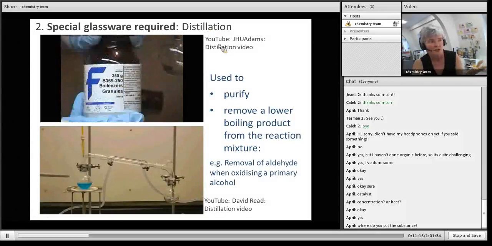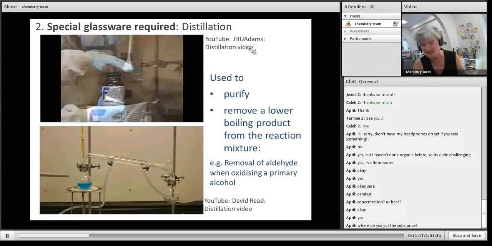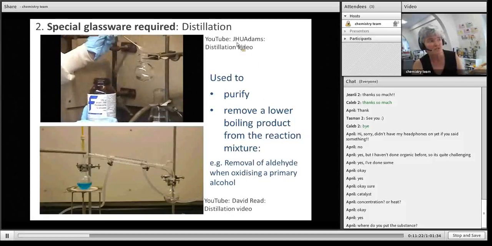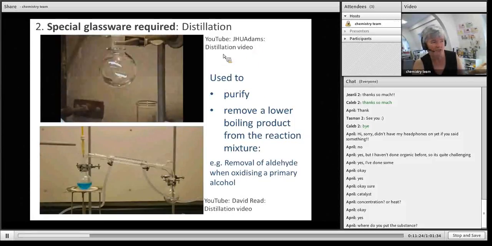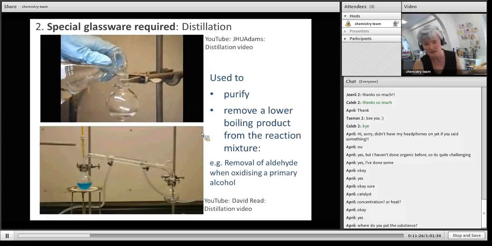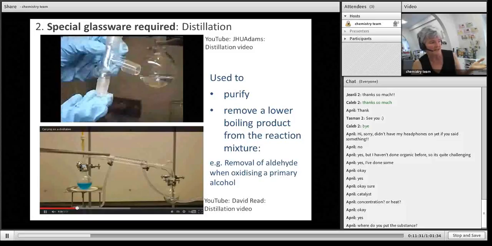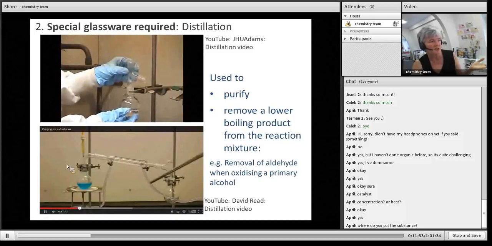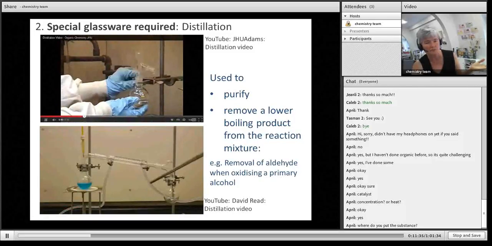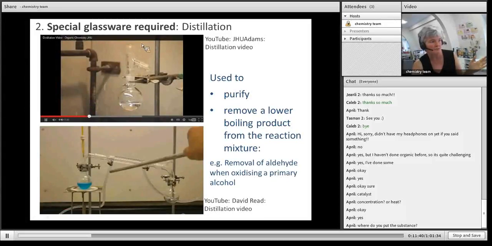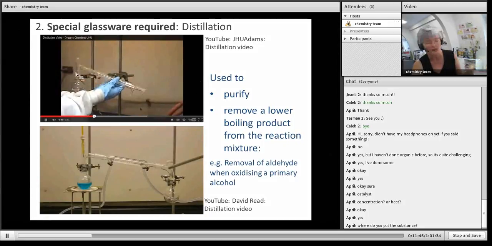You can either take notes and write these down, or you can look at this video later. If you just Google distillation, J.H.U. Adams is normally helpful, and David Reed is the other one. So you can see this is a bit clearer, and here he's showing how to connect the things together. While I was talking, I don't know if you noticed him putting the substance in there, and now he's connecting it up. It shows you how to connect the water up and everything like that.